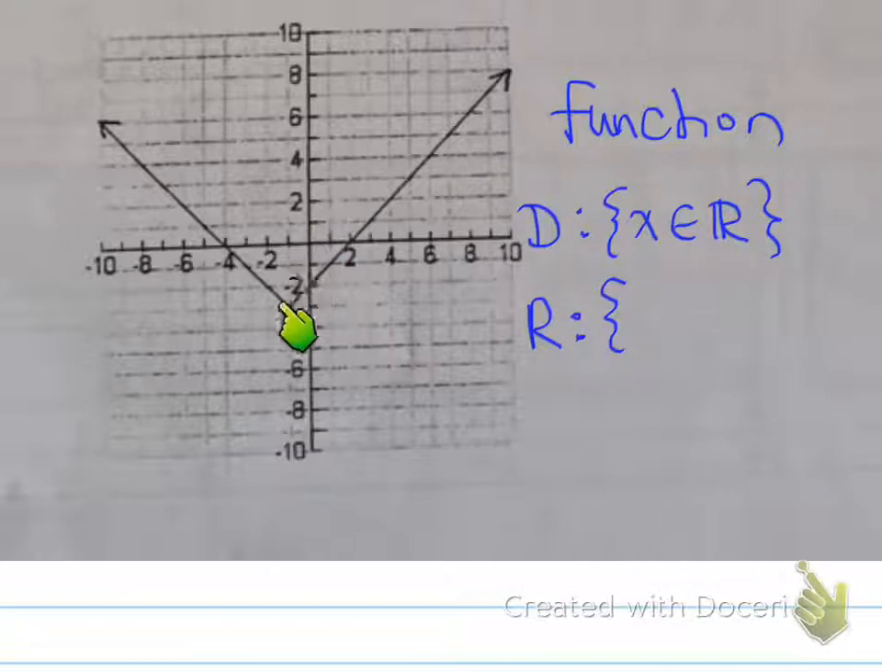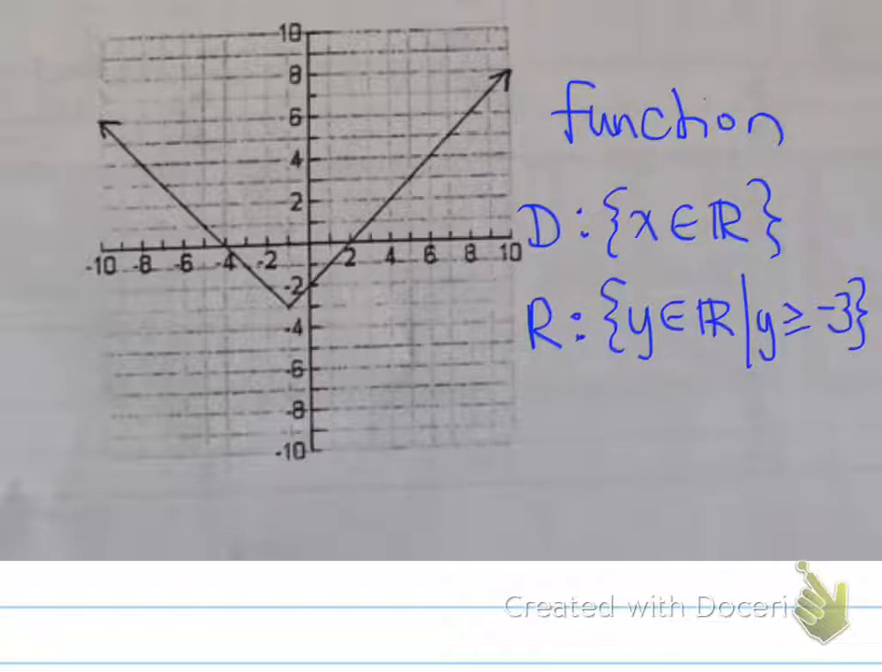And for the range, this is the lowest it goes. Everything else is higher than that. So the lowest it goes is negative 3. Y belongs to real, such that y is greater than or equal to negative 3. And that, folks, is the definition of the function.